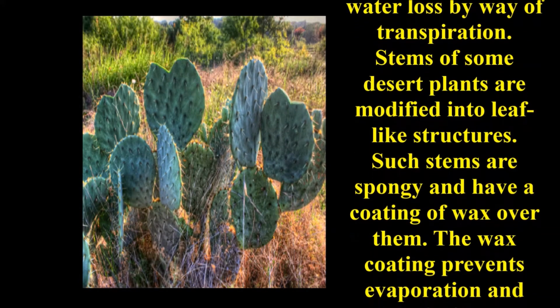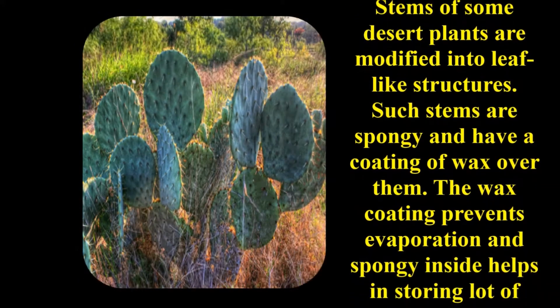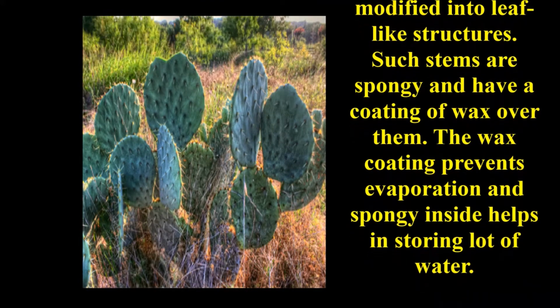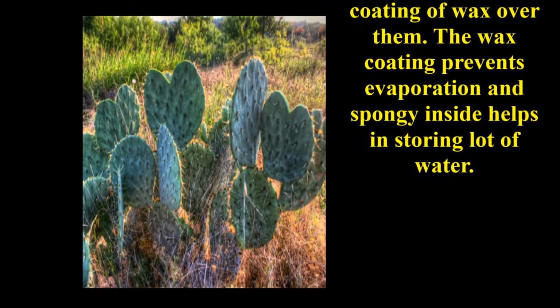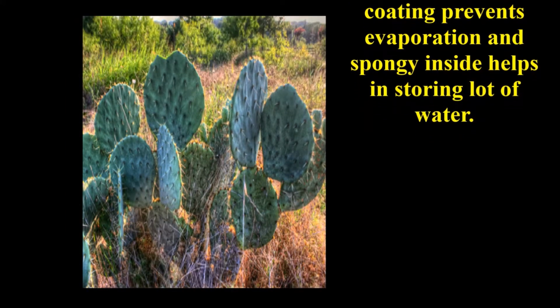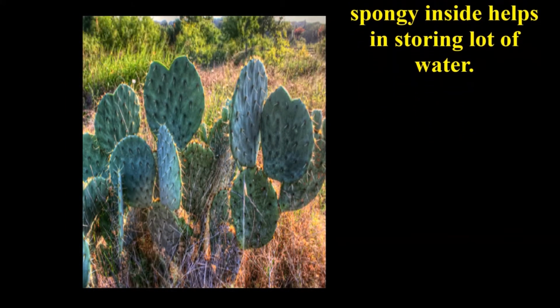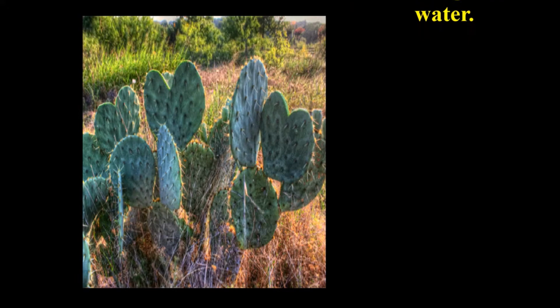Stems of desert plants are modified into leaf-like structures. Such stems are spongy and they have a coating of wax over them. The wax coating prevents evaporation and the spongy inside helps in storing a lot of water.